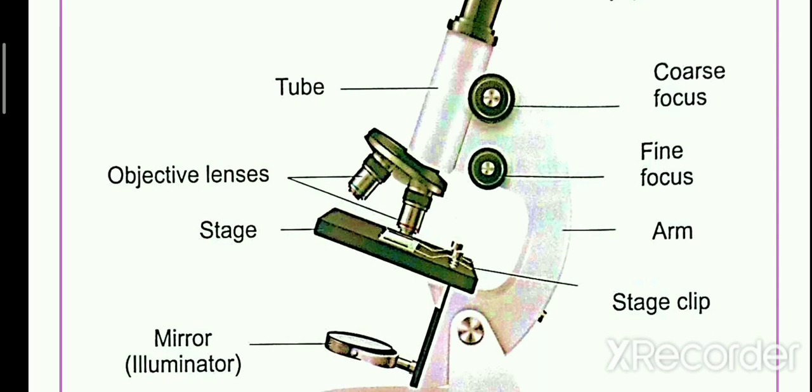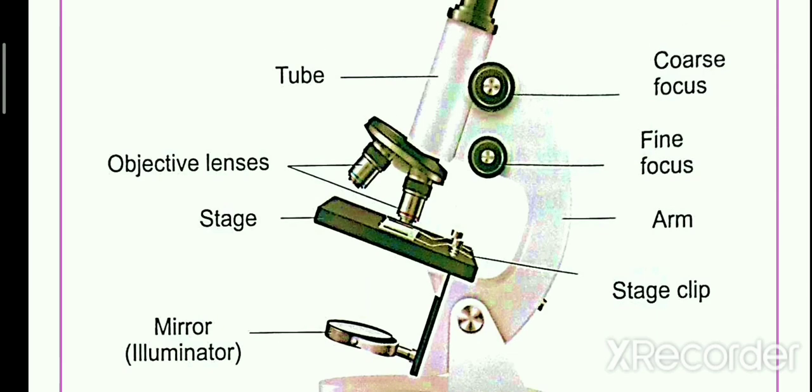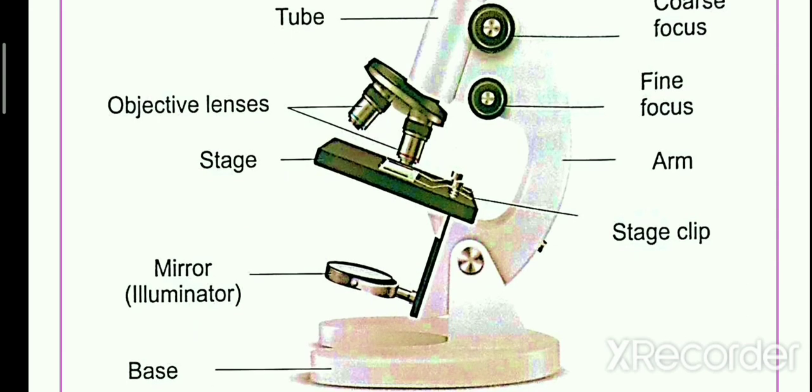So in the microscope we have objective lenses, and objective lenses have two different powers. The low power objective lens helps us to see the cell under the microscope with a small size. But the high power objective lens helps us to see the cell in a bigger size.